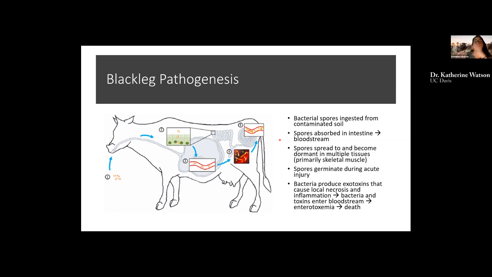That just means that you have toxin throughout the bloodstream, and that is what causes death. So even though you have a local area of injury, it's the toxins that are produced by the bacteria that cause death in the animal.